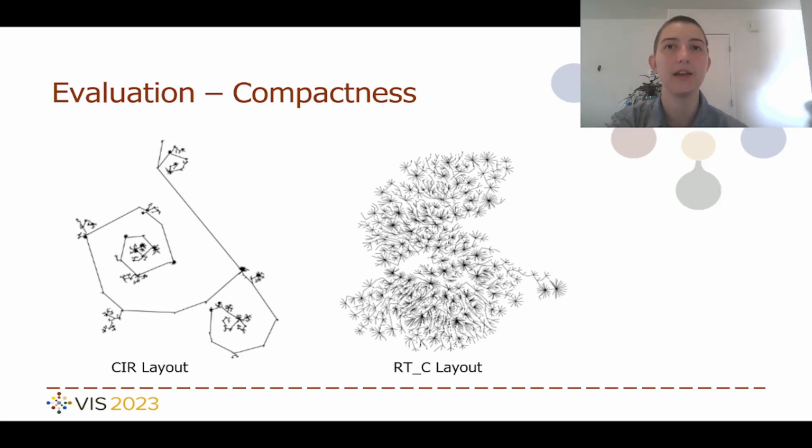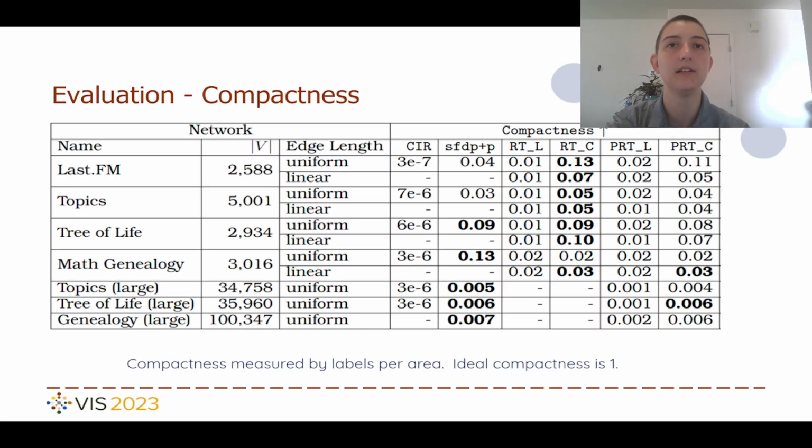Next, we will look at compactness. While these two visualizations may look like they take the same space, the CIR drawing has been scaled by a factor of about 40,000 to fit on the same scale. This means that to read the nodes on CIR, we have to scale down a lot, and we'll end up with mostly white space. For comparison, our algorithm gives the same number of nodes in a much more compact space.